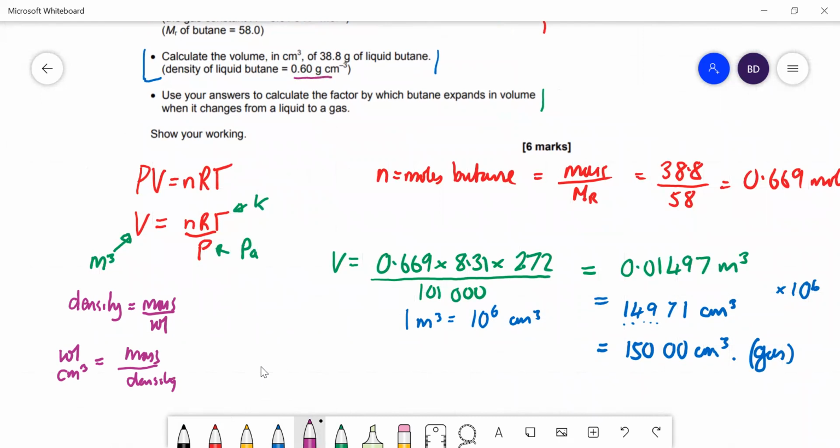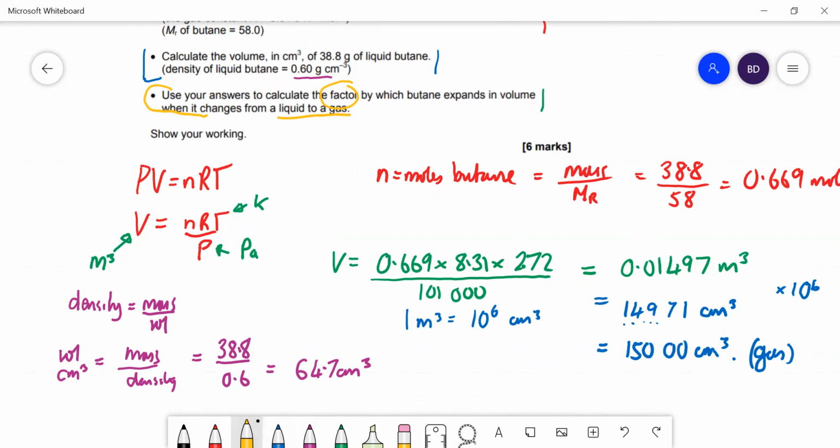So there we're going to have the volume is 38.8, that's the mass of butane, divided by the density of butane, which they tell us is 0.6. So that's going to occupy a volume of 64.7 centimeters cubed. Now, for the last bit, we need to calculate the factor by which the butane expands in volume when it changes from a liquid to a gas.